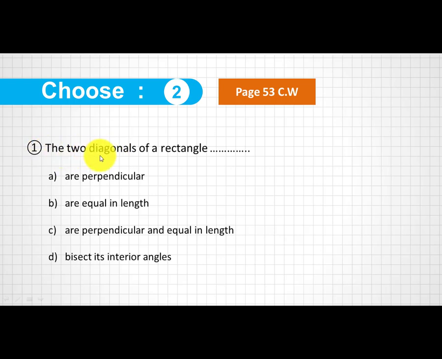Number 1, two diagonals of rectangle are perpendicular, are equal in length, are perpendicular and equal in length, bisect its interior angles. The diagonals of rectangle are what? Yes, are equal in length.